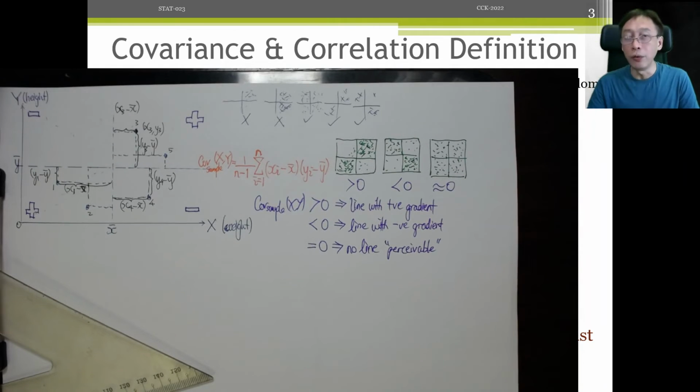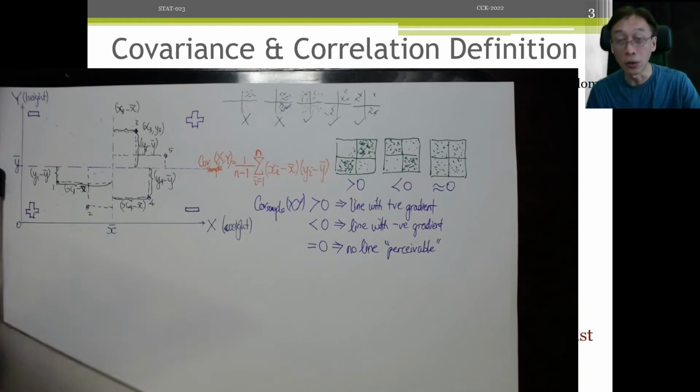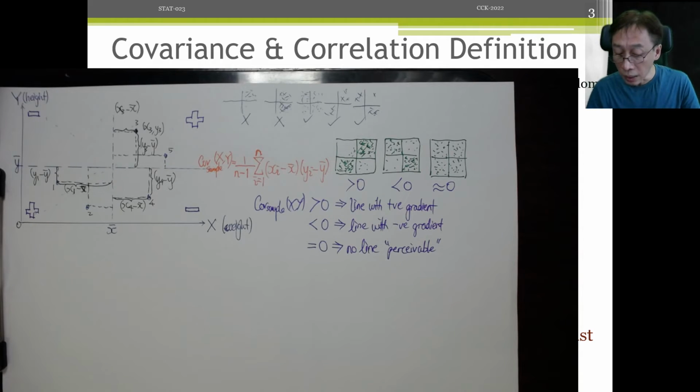It won't be exactly zero for data that is measured from natural measurements, like stock market, height and weight, and all these things. You probably will never see covariance being exactly zero. So that's just a theoretical ideal or theoretical definition where covariance is exactly zero. But if it's close enough to zero, we can already conclude that there is no perceivable line.